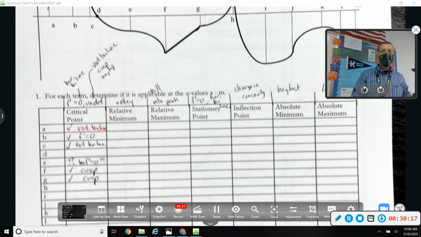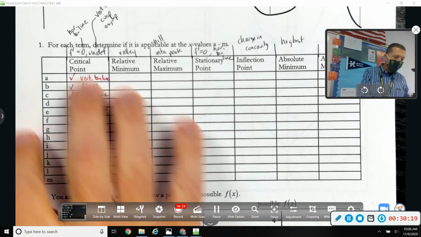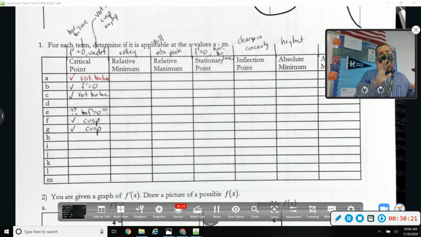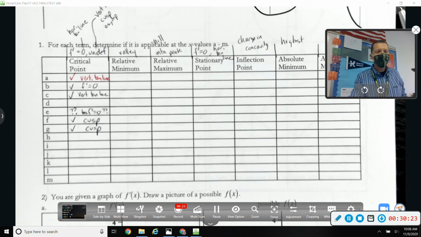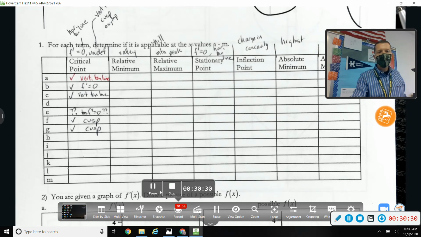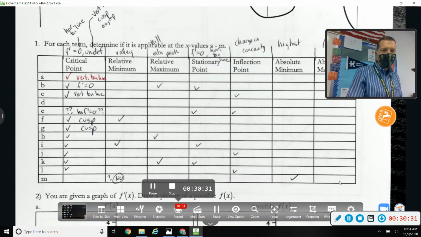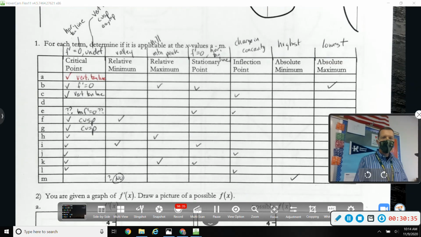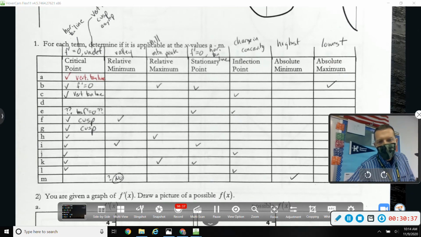All right, I want you to take a few minutes to fill out the rest of the chart. The critical points are the hardest one. After that, I think it gets a little easier. So with a friend, with a neighbor, take just a couple minutes and figure out the rest of it, and then I'll post some answers. All right, so if you're at home, check those answers and see if you get the same thing. You may have to hit pause because we're moving on.